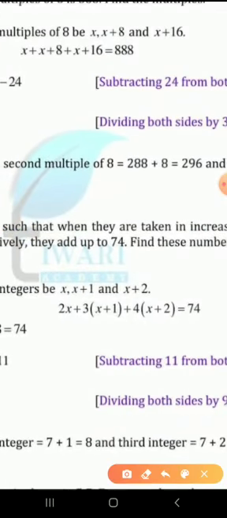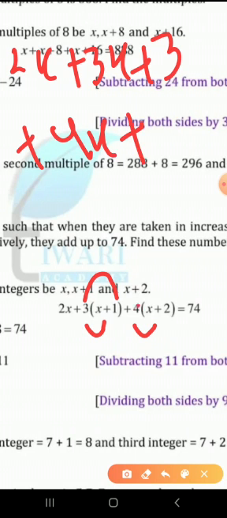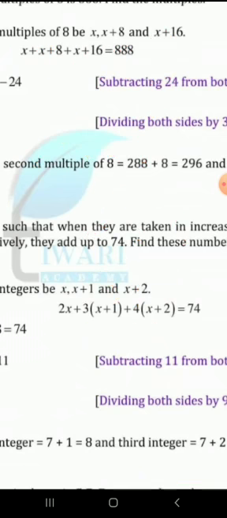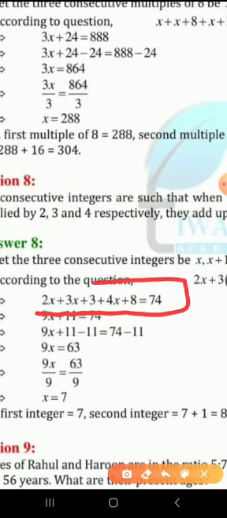Again we will see it. 2 into x will be 2x. 3 multiplied with x becomes 3x. Then 3 multiplied with 1, that is 3. Plus 4 into x is 4x, plus 4 multiplied by 2, that is 8. In brackets you can write distributive property. It is equal to 74. So here we are getting this equation. Now combining like terms, it can be solved to find the value of x.